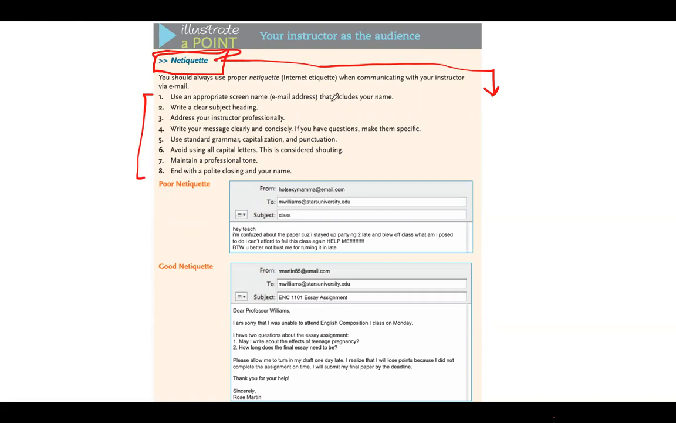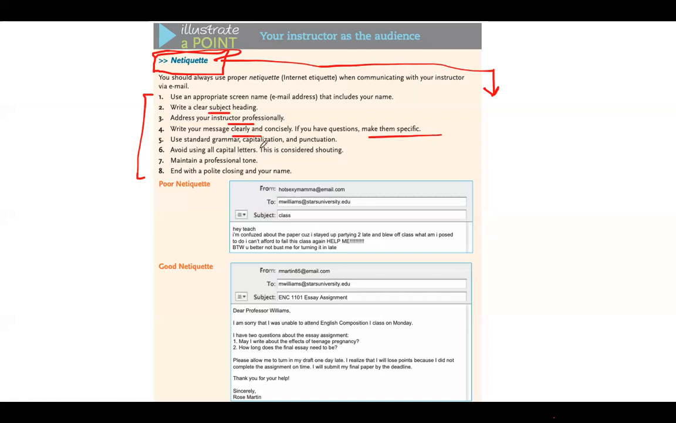Appropriate email address that must include your name. You have to clearly write your subject heading. You have to address your instructor professionally. That should not be unprofessional. Your message should be clear and concise. And if you have questions, you have to make them specific, quite specific. You have to use standard grammar, standard vocabulary, proper capitalization and punctuation, and you have to avoid capital letters.